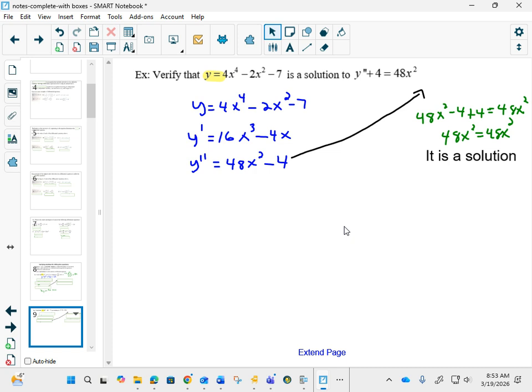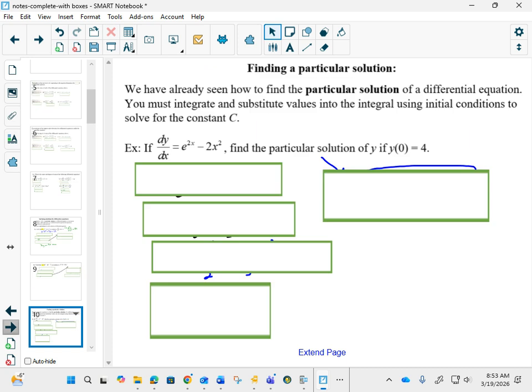So not too bad for verifying a solution. Finding a solution can be a little bit more tricky, but not bad. We've actually done this before as well, right? This is just, you've got your derivative. Can you work backwards to find your actual equation? And if you're given a particular solution, you know that at 0, y of 0 is equal to 4. Well, that can help you solve for C.